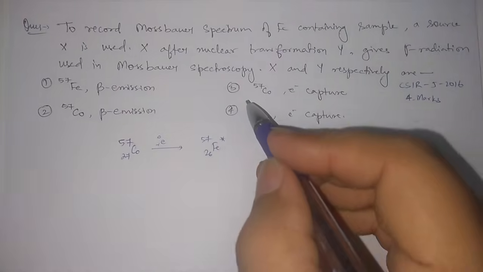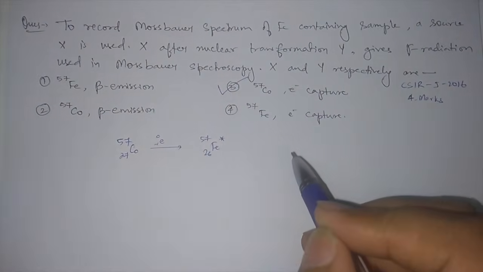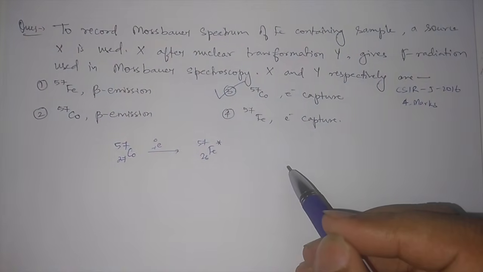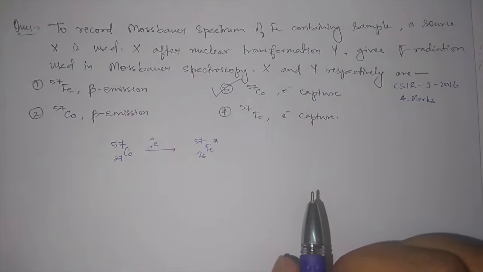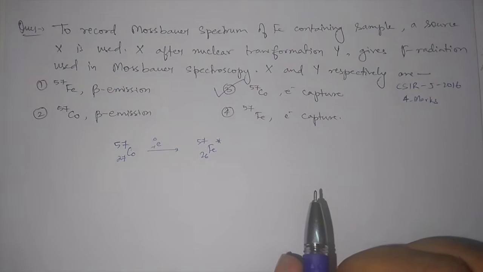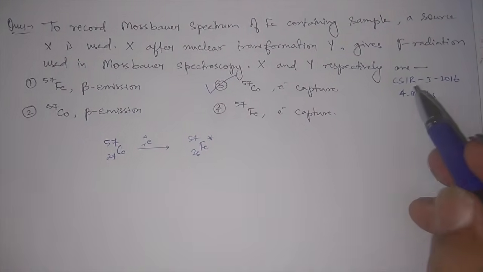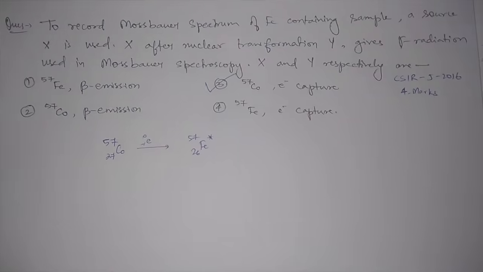So what will be the correct answer? The correct answer will be option number 3, that is, 57 cobalt does electron capture to get converted into the excited state of 57 iron. So see how simple the question is. It was asked for 4 marks. Let's take one more question.